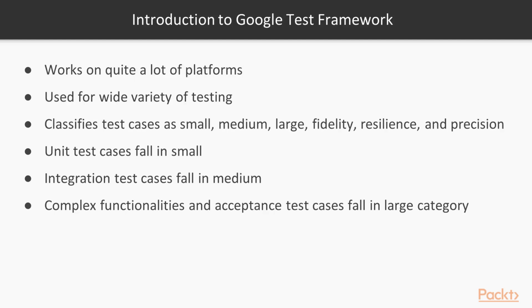Google Test Framework is an open-source testing framework that works on quite a lot of platforms. TDD only focuses on unit testing and to some extent integration testing. But the Google Test Framework can be used for a wide variety of testing. It classifies test cases as small, medium, large, fidelity, resilience, precision, and other types of test cases. Unit test cases fall in small. Integration test cases fall in medium, and complex functionalities and acceptance test cases fall in the large category.